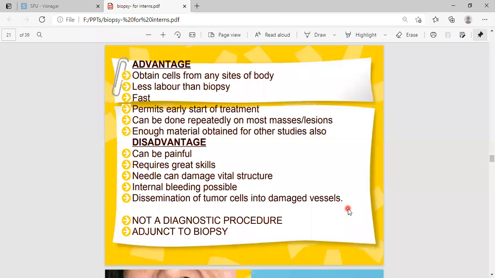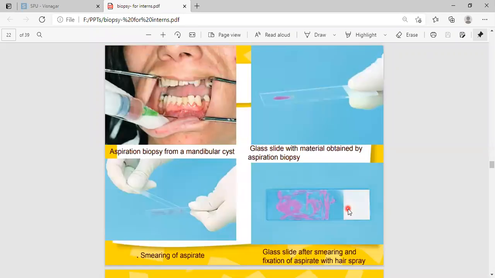But this aspiration cytology is not a diagnostic procedure. It is an adjunct to the biopsy. So only on aspiration cytology, you cannot do advanced or resective surgeries. You need to have a confirmed histopathological report. This is a procedure where mandibular cyst aspiration is done. Then the smearing is done like this, smearing of the aspirates on a glass slide with the material obtained on the aspiration biopsy. Then after the smearing.